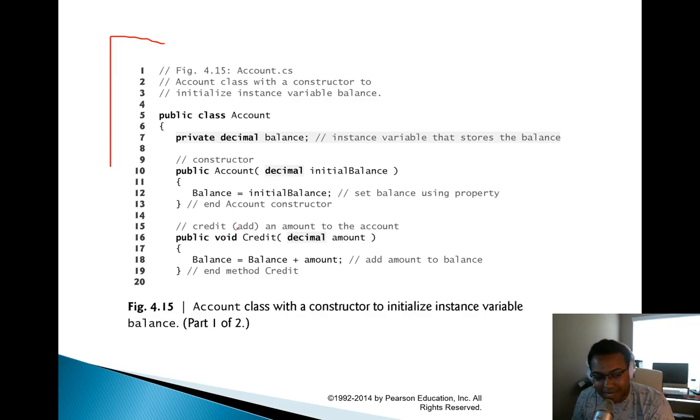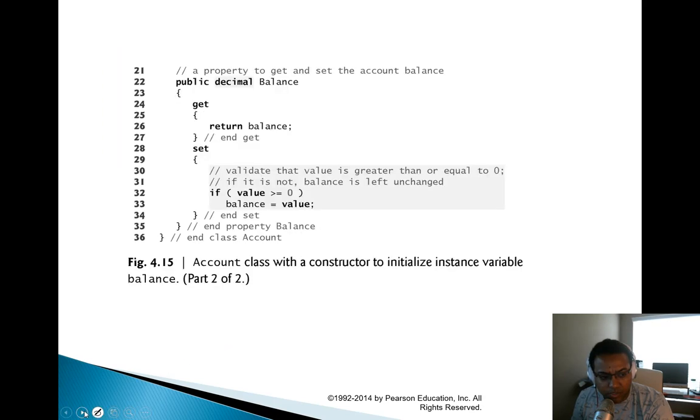I don't know if I want to write it, but here's an idea of what it looks like. You have the public account. What is that? Well, if you read the comments, it tells you. It's the constructor. We have a private decimal balance variable here. And what the constructor does is it uses the initial balance parameter to fill balance. I'm assuming that balance is a property somewhere in the code.